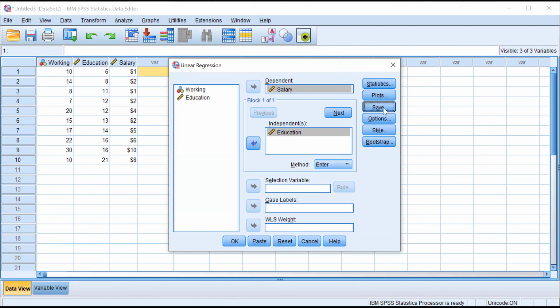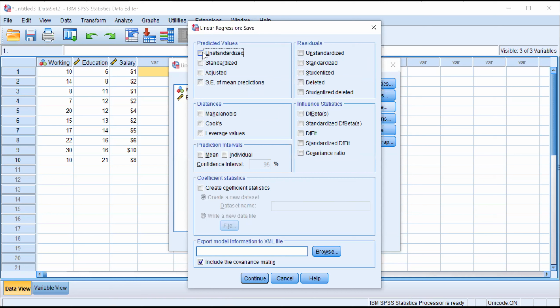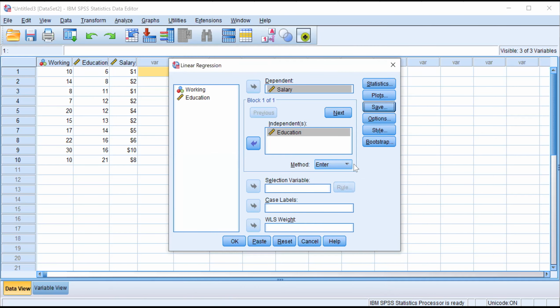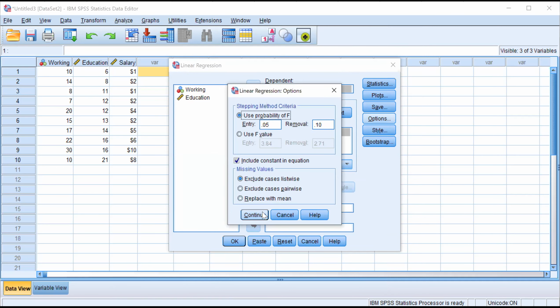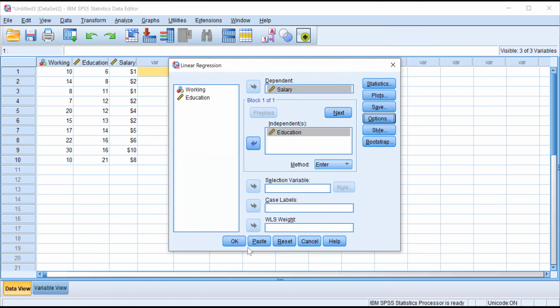In the Save button, I'm going to check the unstandardized predicted value and unstandardized residuals. What it does is give us the predicted value and also the prediction error using the regression equation. Continue, and then let's check the options. It looks good. Continue, and then OK.